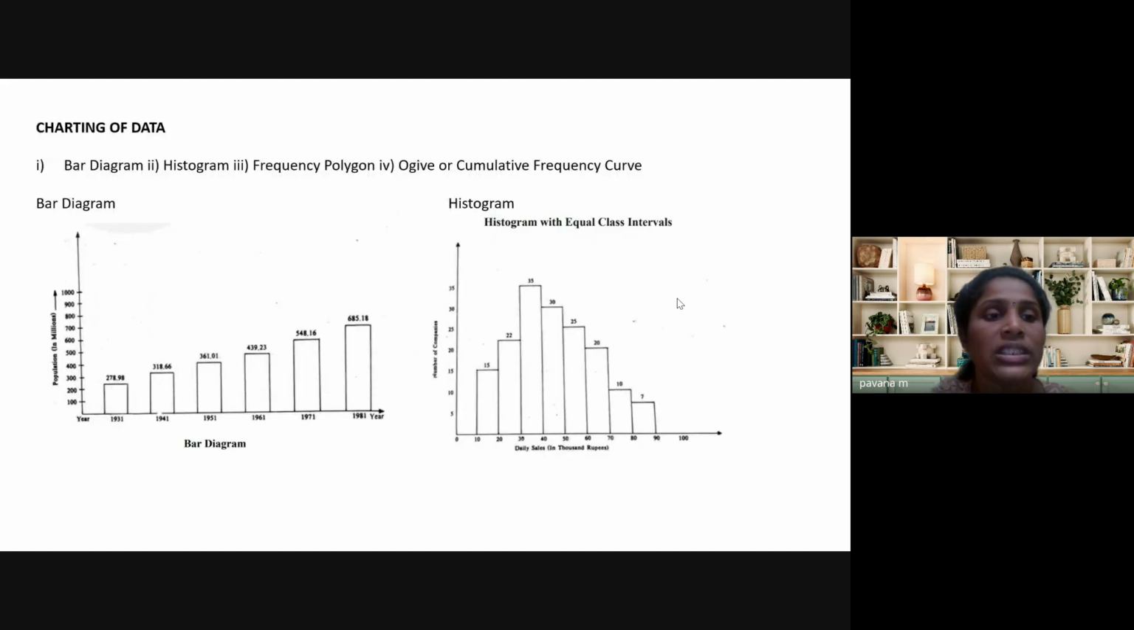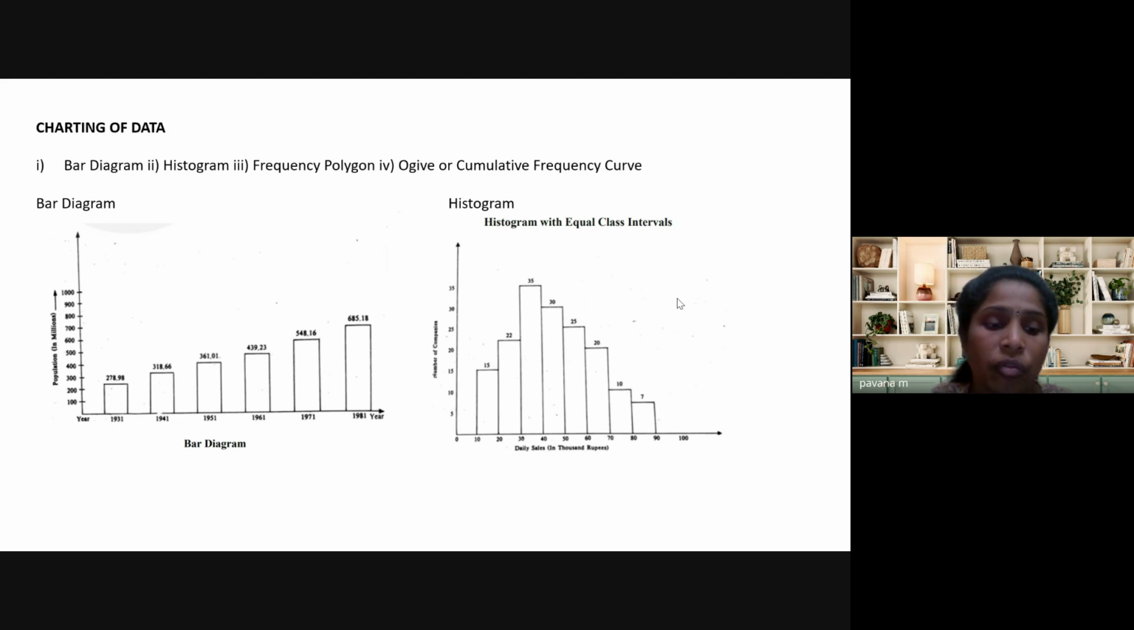And next one, charting of data. Once you have arranged, categorized or classified that particular data, then you have to represent or present that data. How will you present it? Only through charts. So bar diagrams, histograms, frequency polygon, or cumulative frequency curve, or ogive. So these different types of graphs exist.